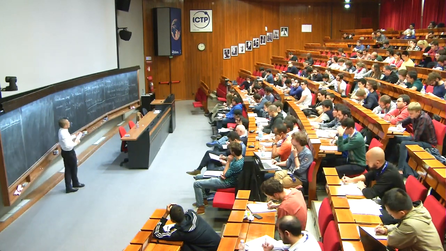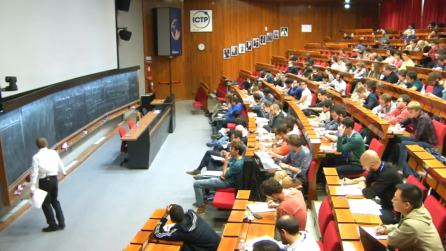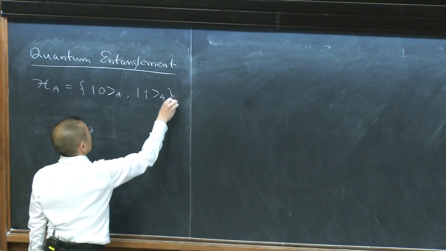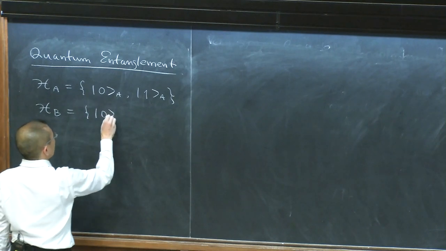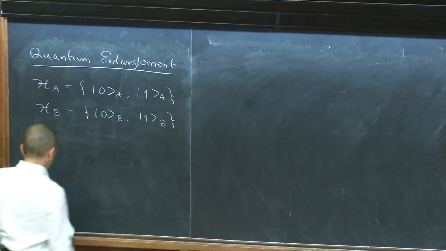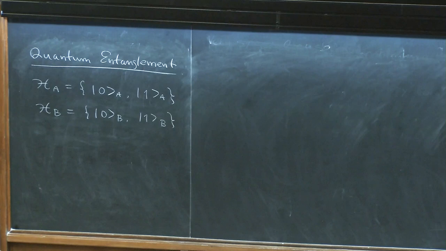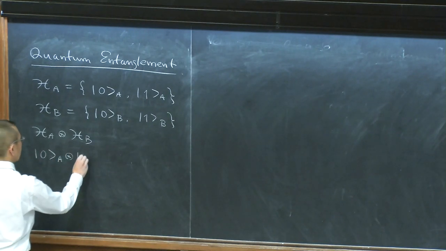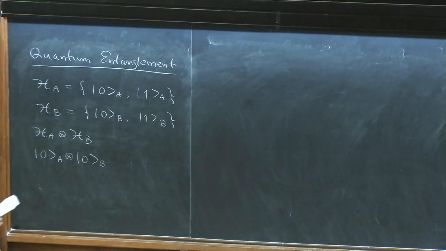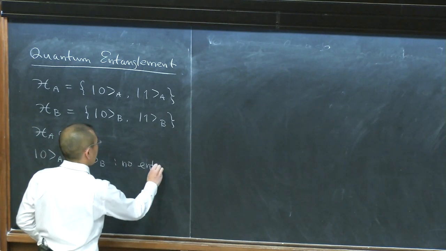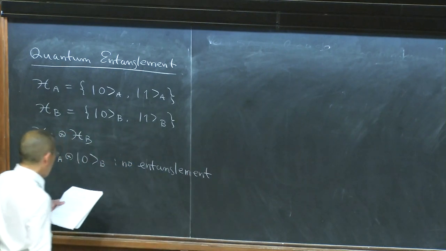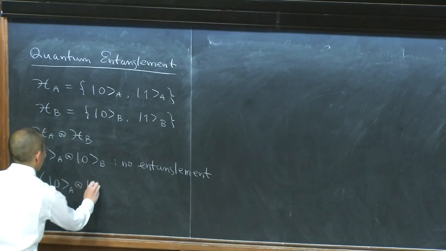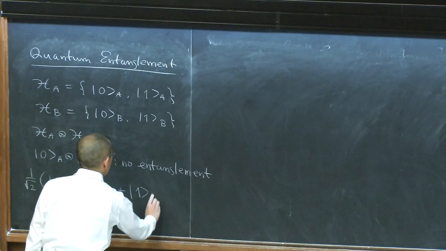Okay, so let me first start with a very simple example. Suppose you have two Hilbert spaces, both two-dimensional. Suppose you have H_A, which consists of two states, 0 and 1, and another Hilbert space, H_B, which also consists of two states, 0 and 1. Then you consider the tensor product of these two Hilbert spaces, and you consider various states. For example, you can consider a direct product state. Such a state we regard as having no entanglement. On the other hand, you can have a state which is deeply entangled, of this form, for example.